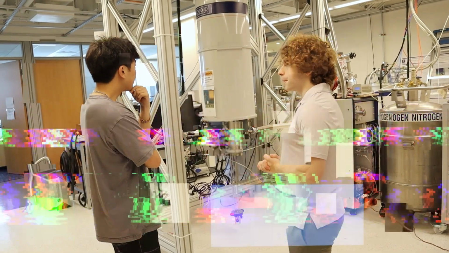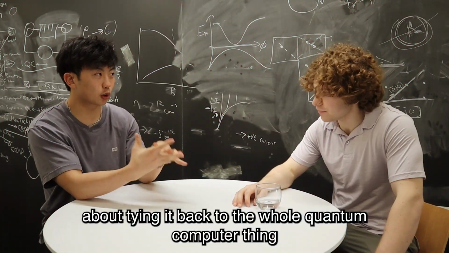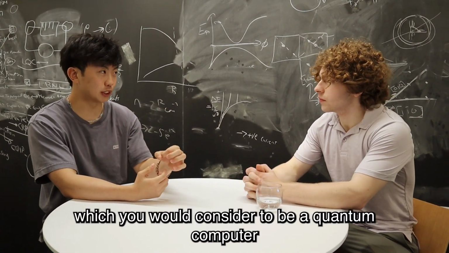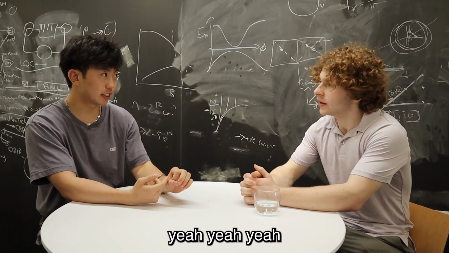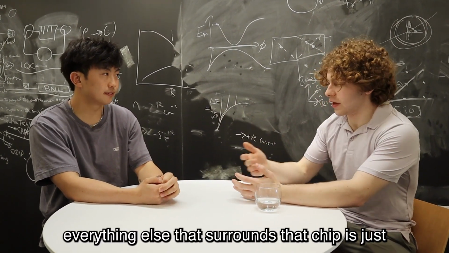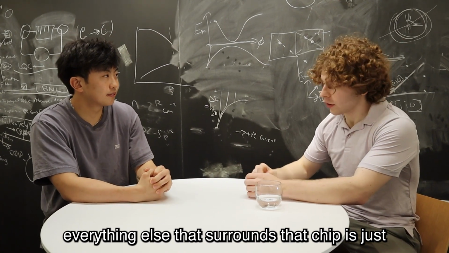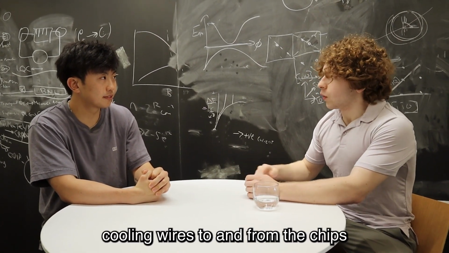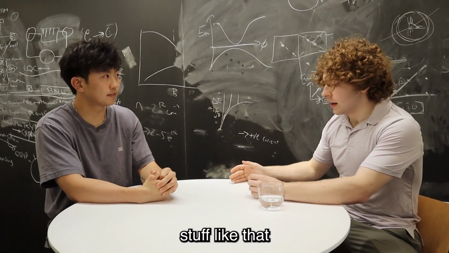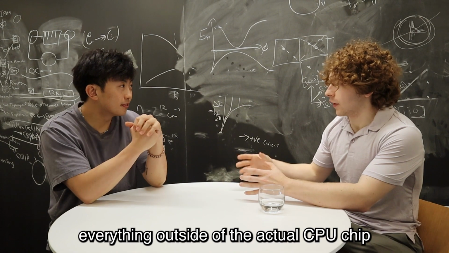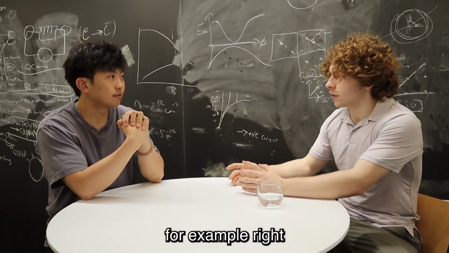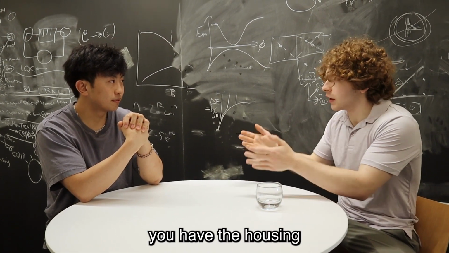I see. Yeah. I guess one question about tying it back to the whole quantum computer thing. In those fridges, you have the chip, which you would consider to be a quantum computer. So the actual chip itself is what's doing all of the computing, right? Everything else that surrounds that chip is just basically cooling, wires to and from the chip, other sensors, stuff like that. You can think of it as everything outside of the actual CPU chip in your personal computer at home. If you've ever built a computer, for example, you have all the cooling fans, you have the housing, all of that stuff.